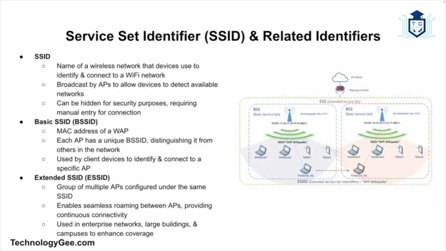All right, so let's move on and talk about the SSID, or the service set identifier. And the first one we're going to talk about is called the basic service set identifier. And this is the MAC address of a wireless access point in a network. And each access point has a unique BSSID, allowing devices to identify and connect to a specific access point. Then we have what is called the extended service set identifier. And the ESSID is a group of multiple access points configured under the same SSID, allowing seamless roaming between access points in larger networks. And it provides network continuity and enhanced coverage.